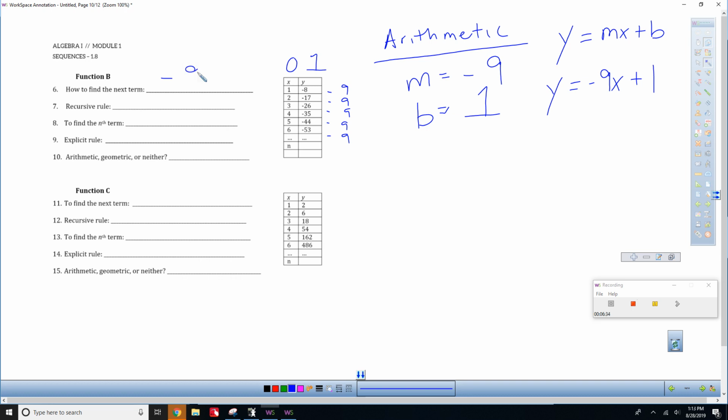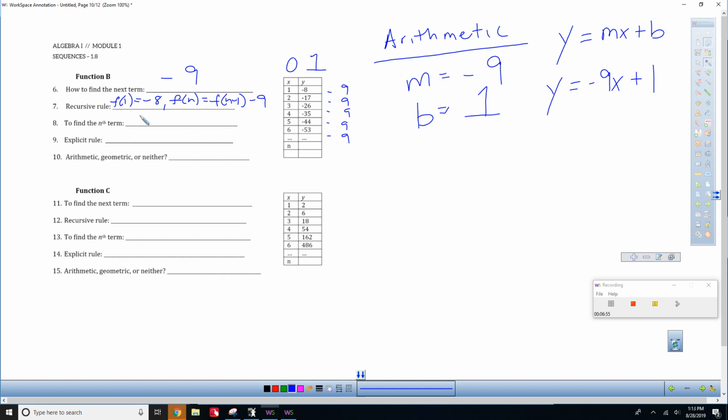How to find the next term? Subtract 9. The recursive rule: F of 1 is -8. To find any number, you take the previous number and you subtract 9.